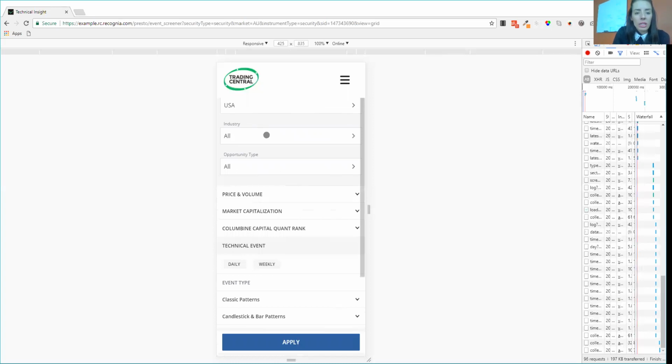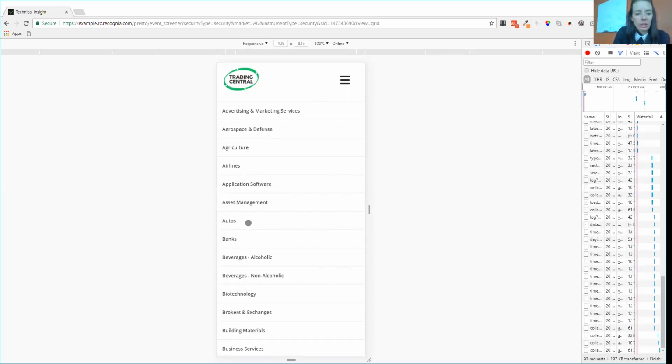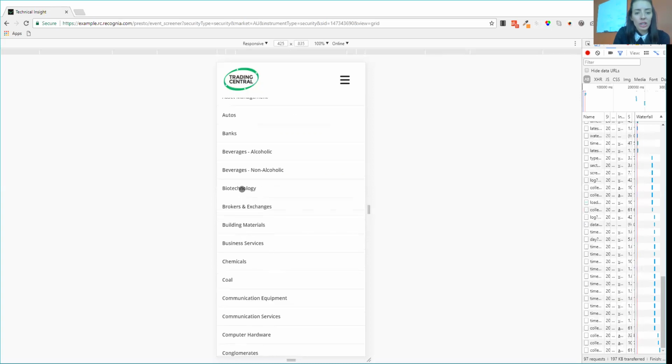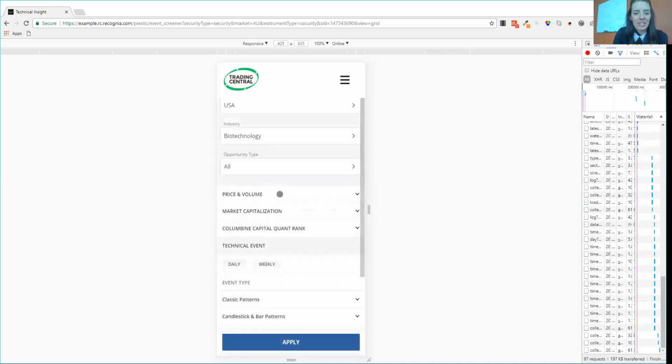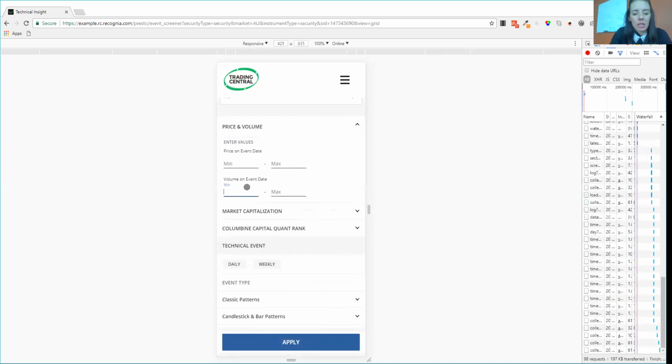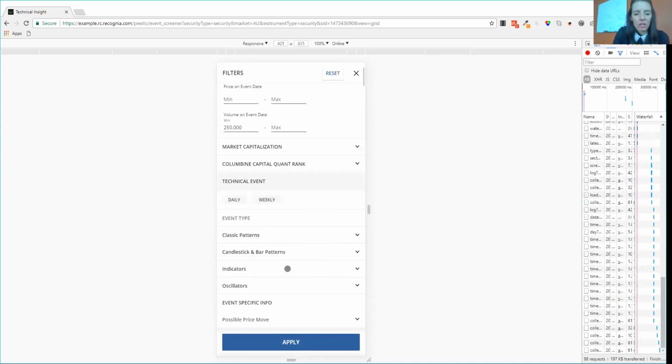And now I can filter down to a specific industry if I like. For example, I could look at biotechnology, what's happening in that industry. I can filter by different price and volume characteristics, maybe applying a certain minimum volume to ensure there's some good liquidity there. I can search by market cap, but what's really interesting to the technical traders is to be able to focus on the specific pattern types and technical indicators that they know and have come to trust.